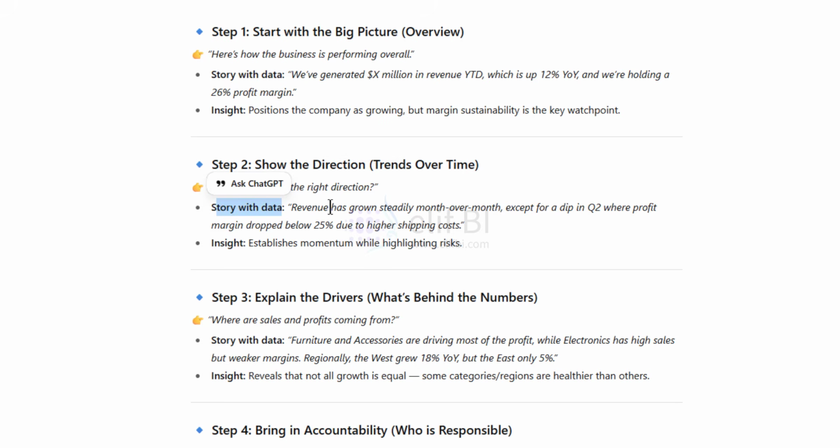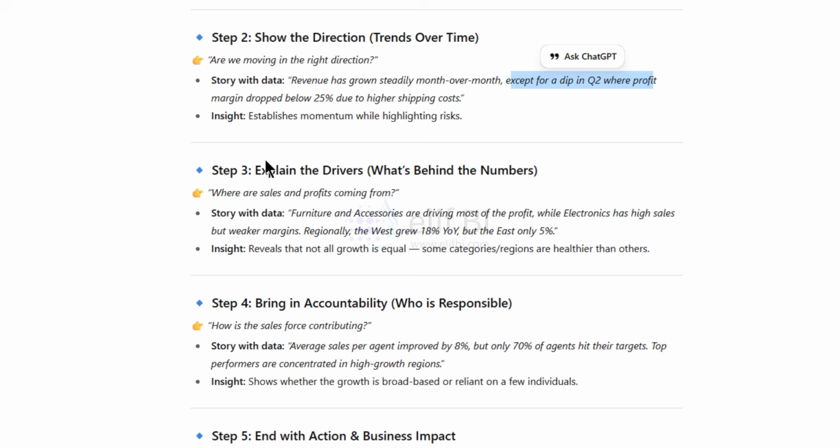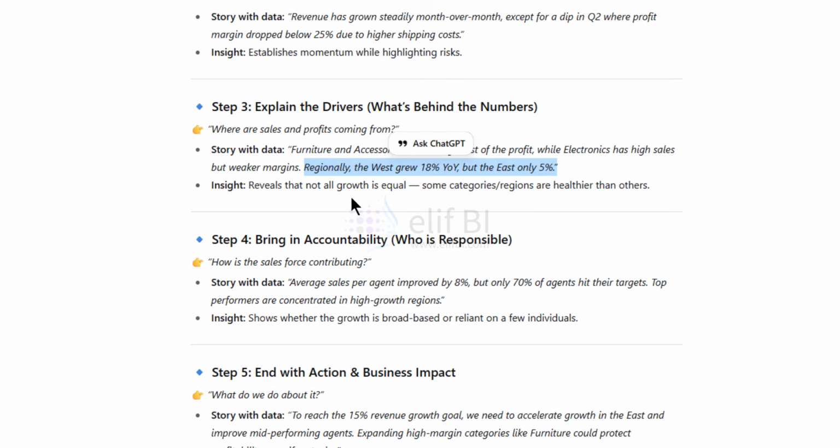So the story with the data would be, if I am looking at month on month, I could be looking at year on year, or even some other timeline. Then the third part is explaining the drivers. So here we are telling where the sales and profits are coming from. And here it's giving me the example of the products. For example, furniture and accessories are driving most of the profit. And I can also talk about the regions. Then the insight reveals that not all growth is equal. Some products or regions might be exceeding the expectations, whereas some of them might be underperforming.